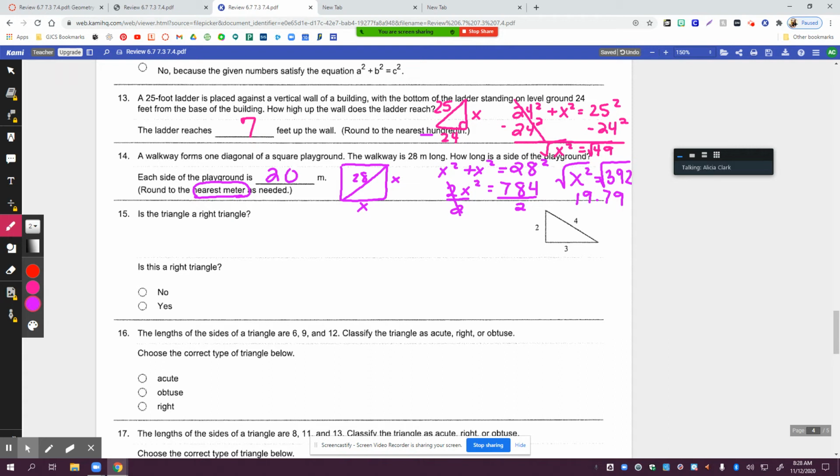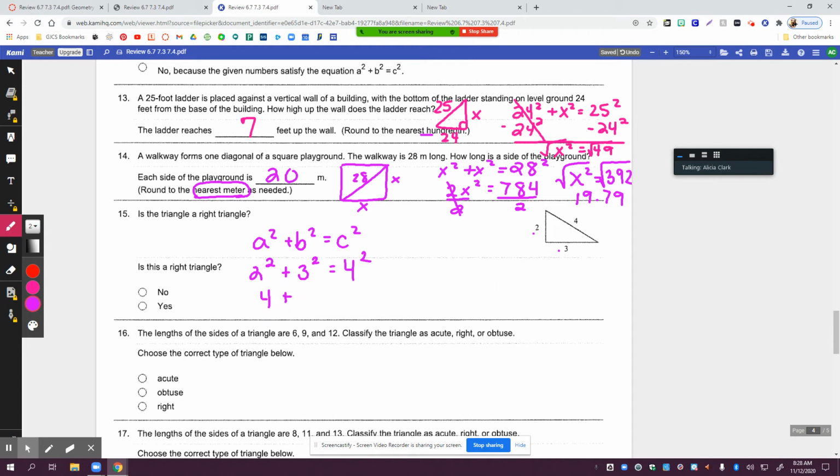Number 15, is the triangle a right triangle, yes or no? For it to be a right triangle, it has to fit the Pythagorean theorem, which remember is a squared plus b squared equals c squared. Hopefully you have that memorized by now or written down somewhere. a and b are the two short sides, so 2 and 3. That has to be equal to the hypotenuse squared, so 4.